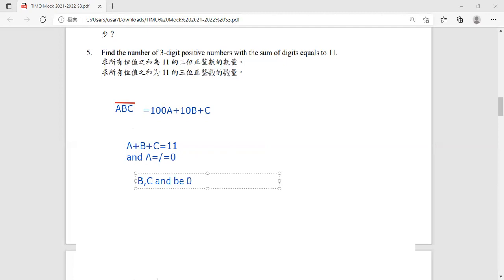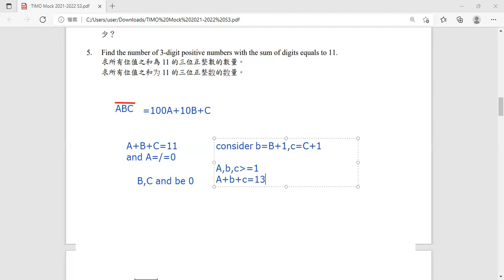So I will consider this: use a small b equal to capital B plus 1, and a small c equal to capital C plus 1. You will find that A, small b, and small c will all be greater than or equal to 1, and A plus small b plus small c is equal to 13.